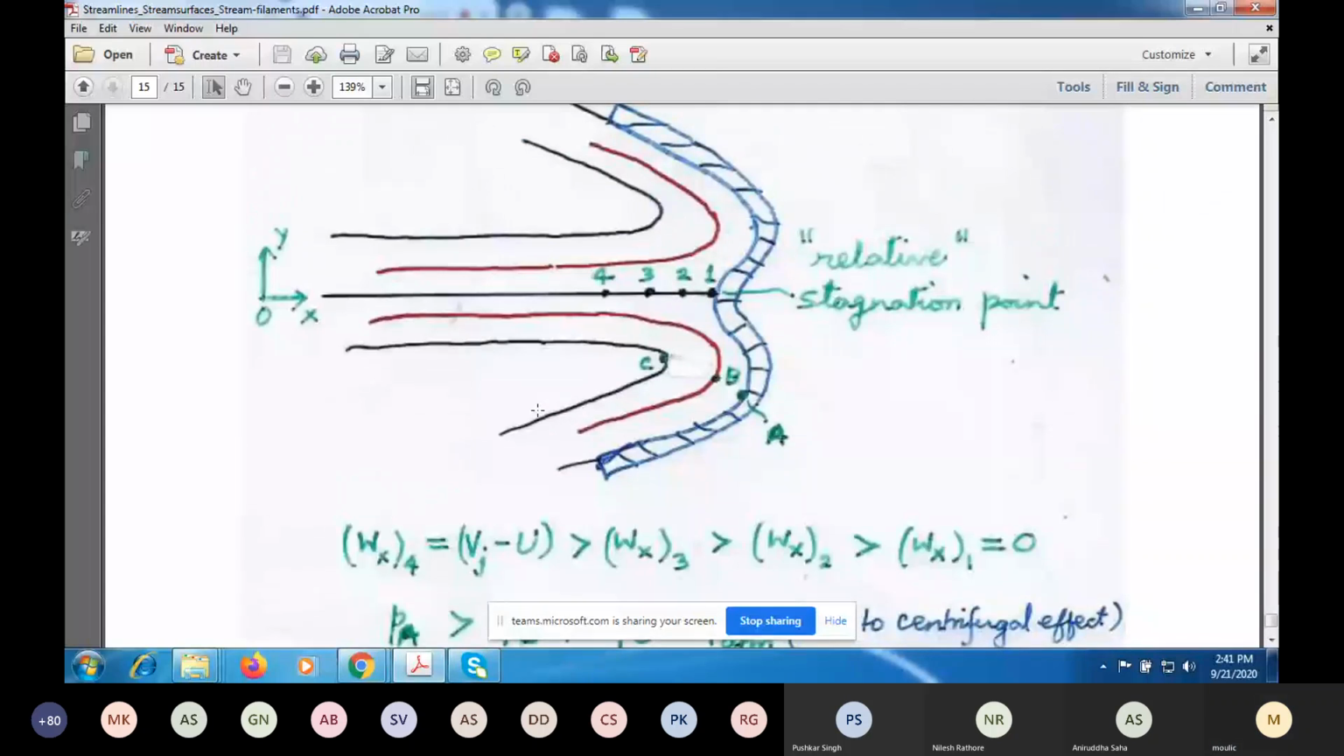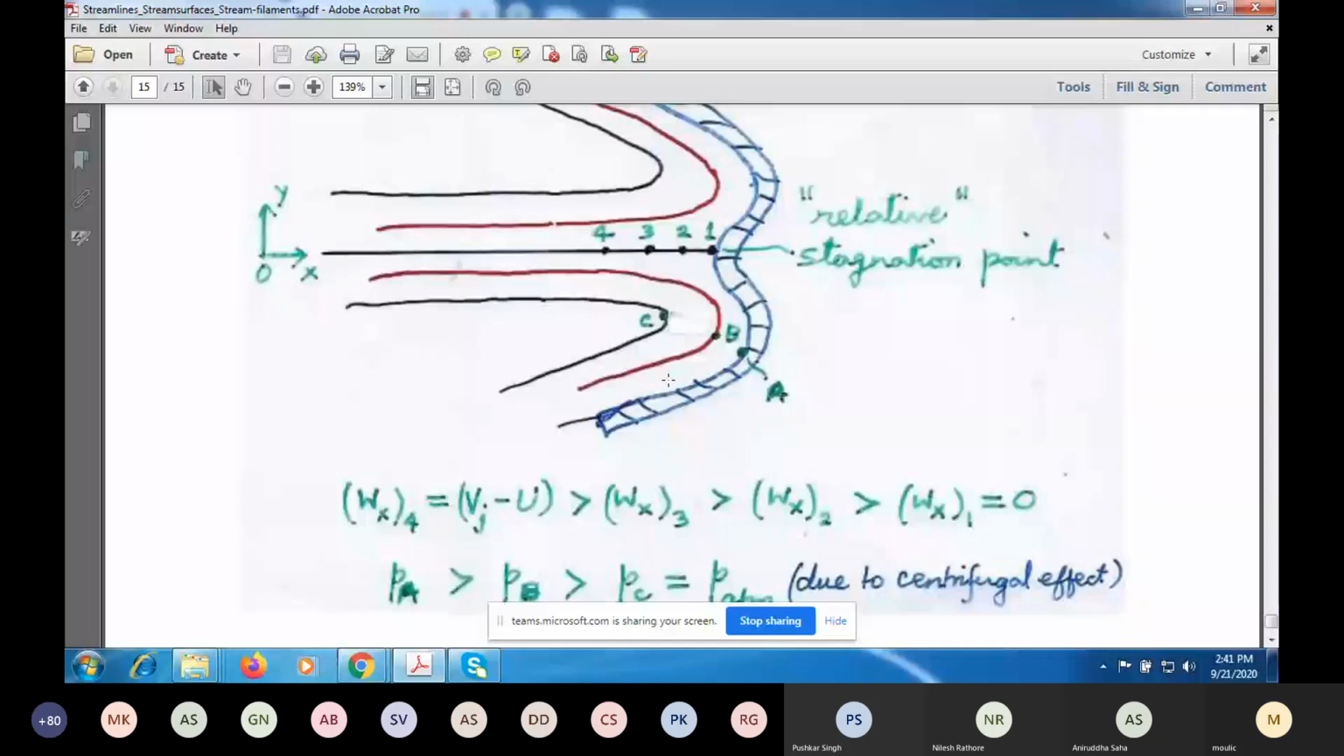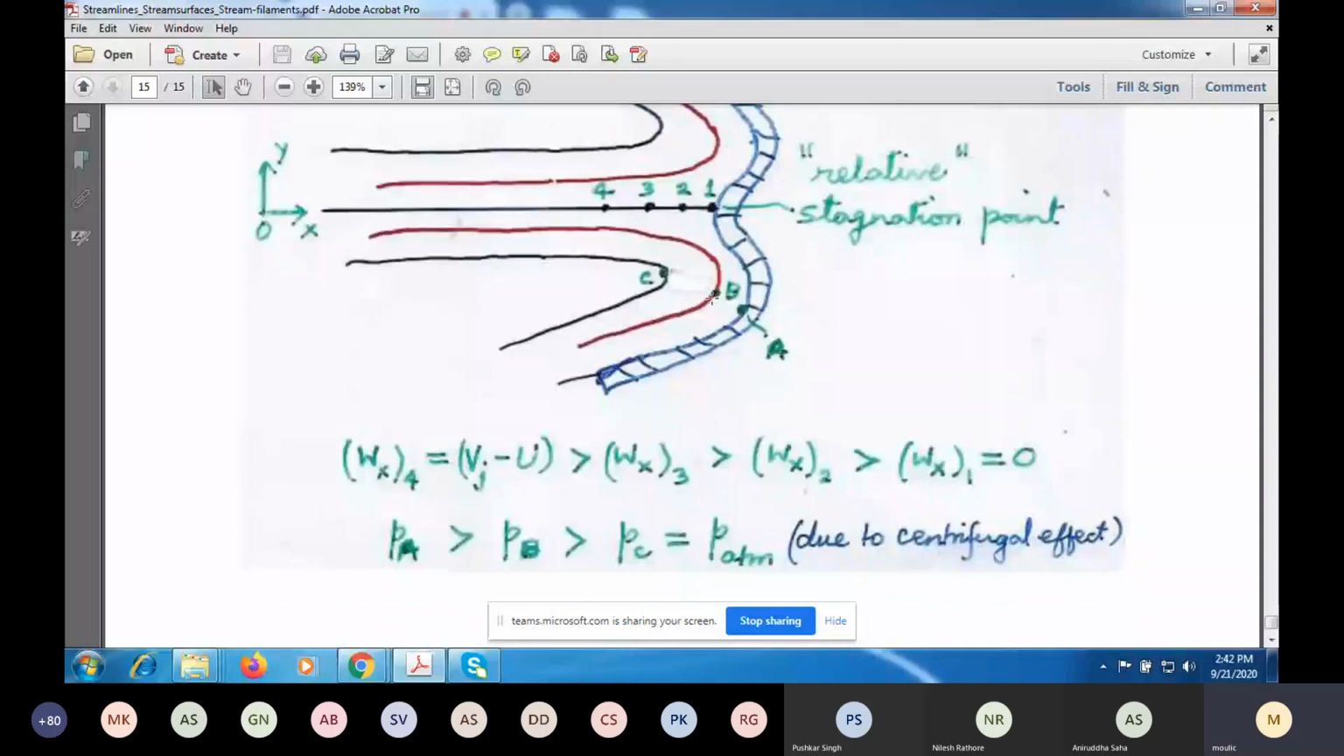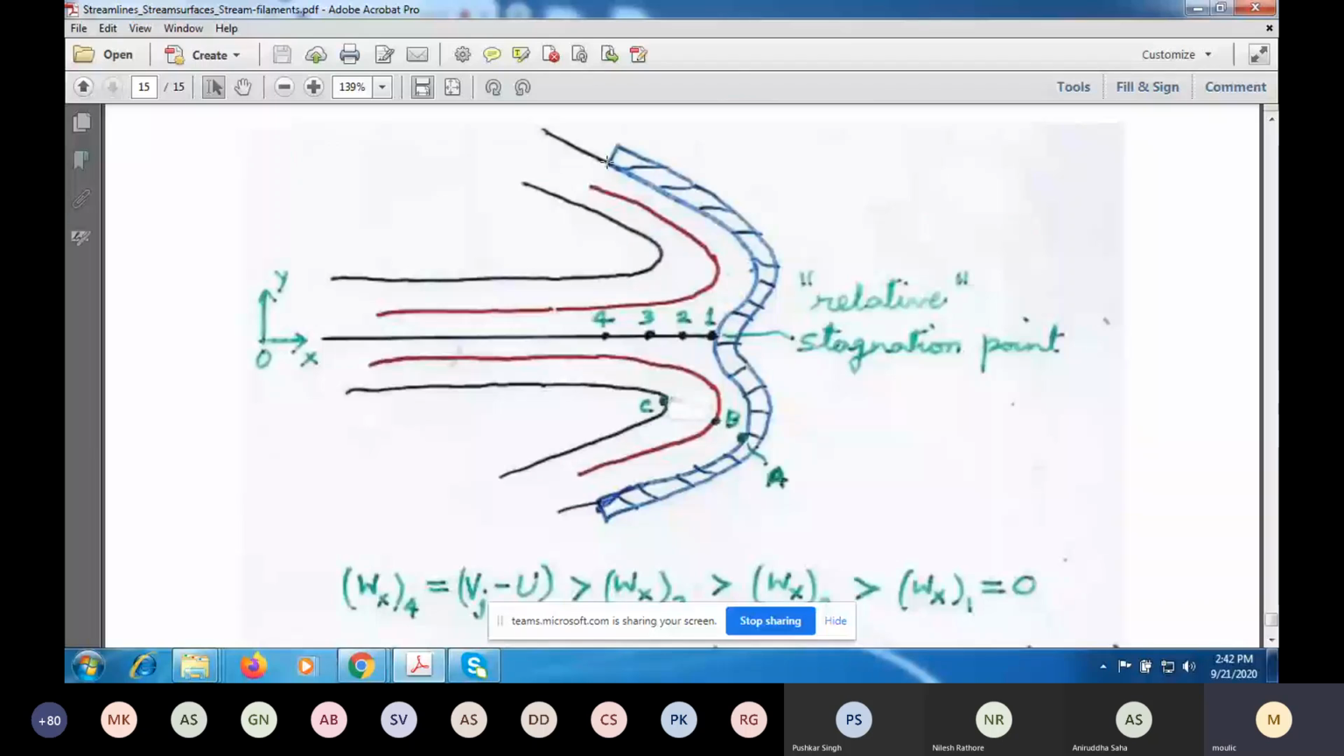Now, if you look at this figure, the black streamline. The pressure at all points on this black streamline is atmospheric pressure. Because why? Because you have air on this side. So PC will be atmospheric pressure. But PB will be larger than PC and PA will be larger than PB. So if you look at the wetted surface, which is on the inside of the bucket or vane or blade, whatever you call it, the pressure on the wetted surface will not be equal to atmospheric pressure. It will be larger than atmospheric pressure.